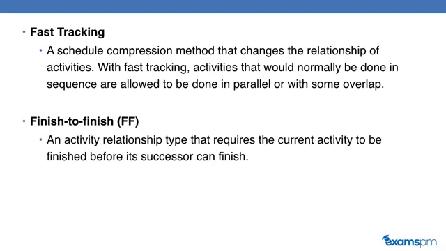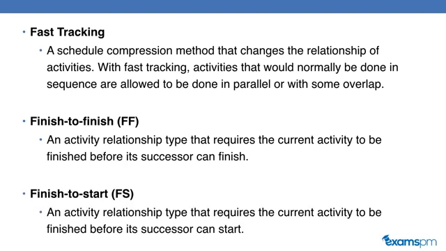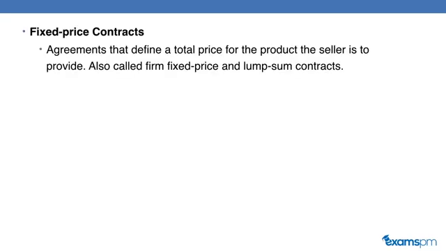Finish to finish, or FF relationships. This is an activity relationship type that requires the current activity to be finished before its successor can finish. Finish to start, or FS. This is an activity relationship type that requires the current activity to be finished before its successor can start. This is the most common type of activity relationship.